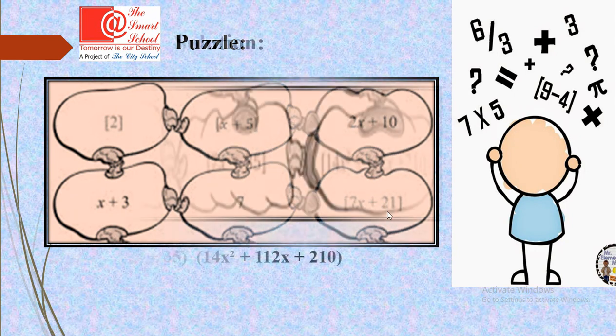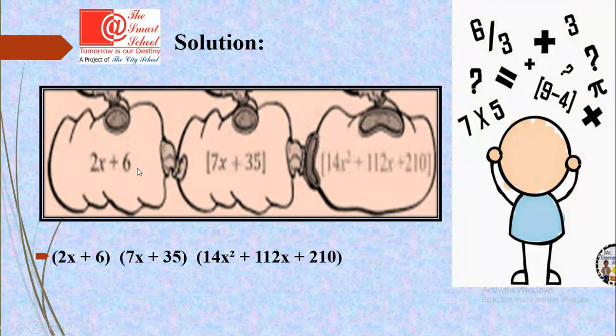And the answer of the first sum is 2x plus 6, the second is 7x plus 35, and the answer of the third sum is 14x square plus 112x plus 210. And all the 3 answers are written over here also. I hope everyone has done it correctly.